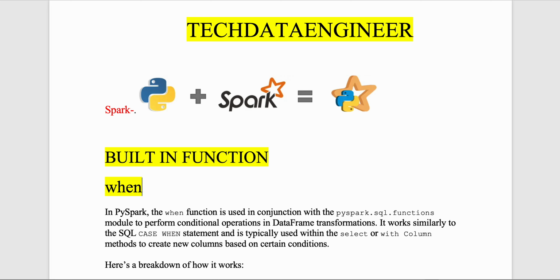In PySpark, the when function is used in conjunction with the Spark SQL functions. It is available under the pyspark.sql.functions module to perform conditional operations. Suppose we have a scenario where, based on our existing data frame, there is a column called age. Based on age, we have to do some computations: if age is greater than 18, what is the category? If age is greater than 60, what is the category?